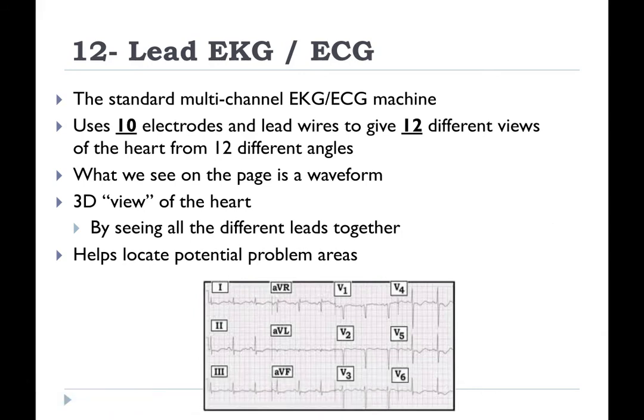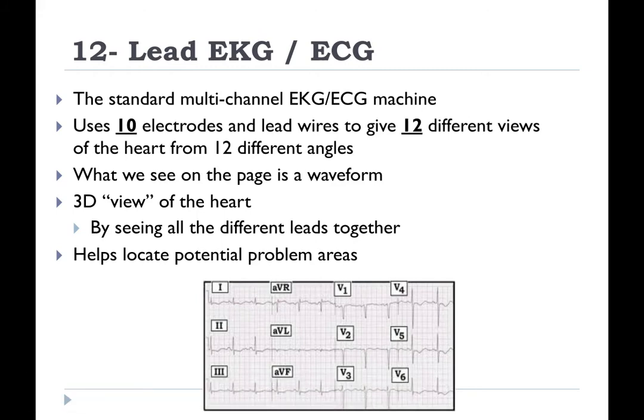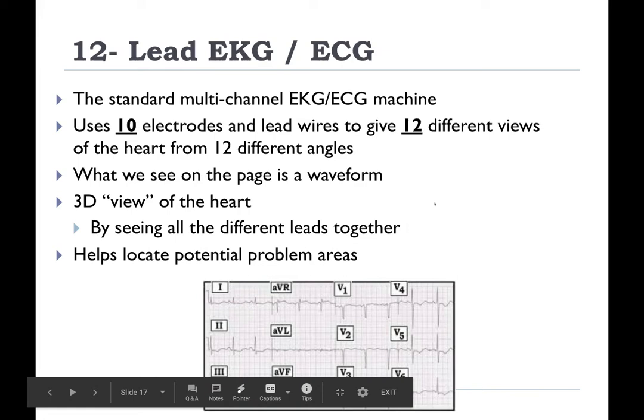Here in the lab, we have 12-lead EKG machines. This is a standard multi-channel, and it uses 10 electrodes, which is why there were 10 per card, and 10 lead wires to give you 12 different views of the heart from 12 different angles. And what we see on the page is a waveform, which is basically a 3D view of the heart. By seeing all the different leads together, you can get a good view of the heart from all different angles. And this helps locate potential problem areas.